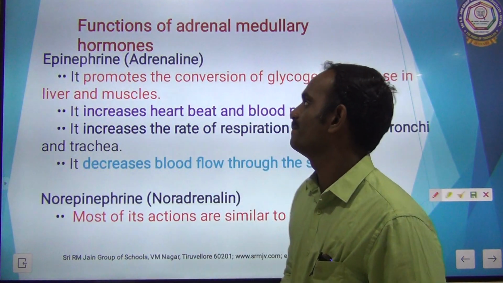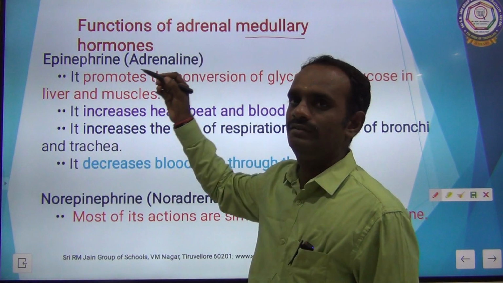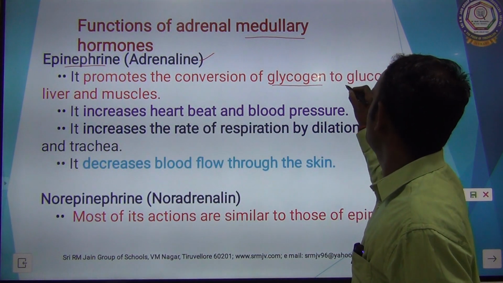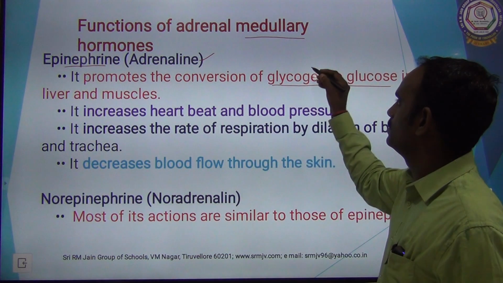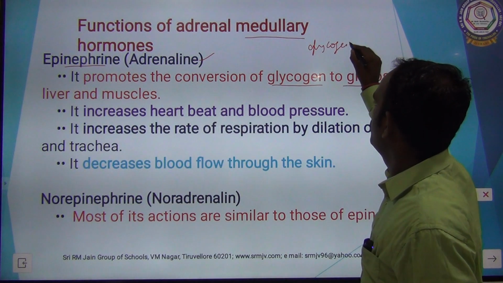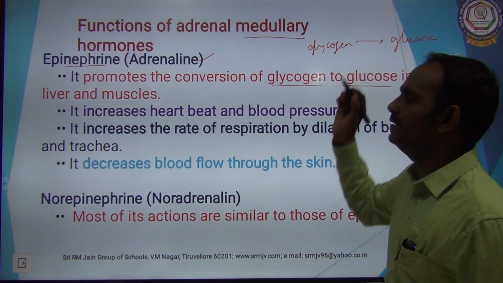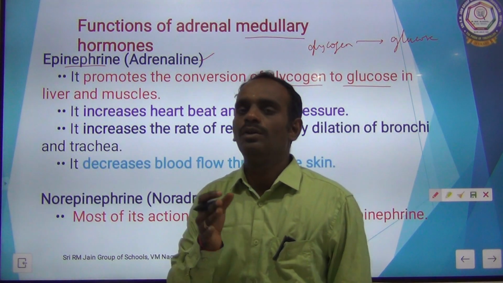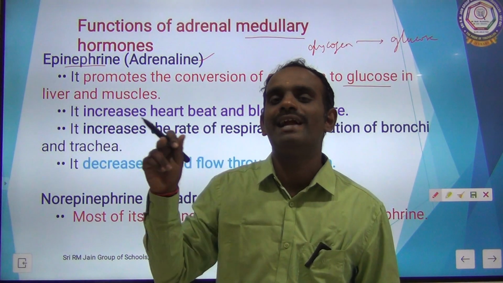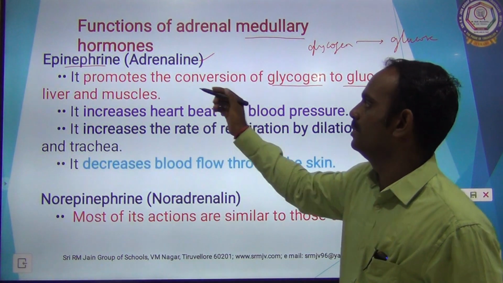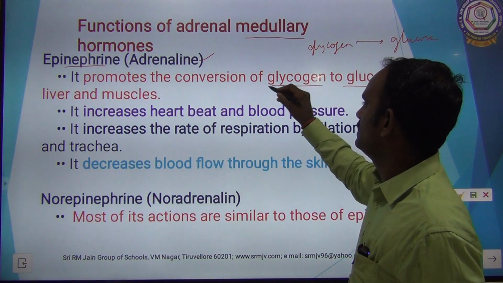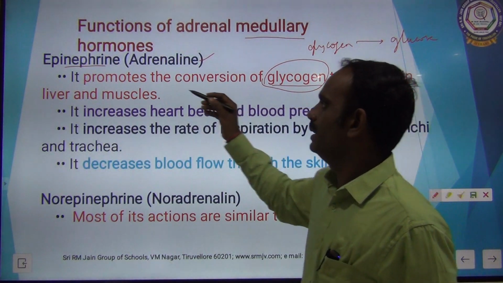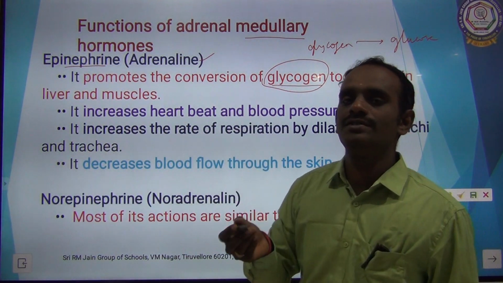Functions of adrenal medullary hormones. The first one is epinephrine, also called adrenaline. It promotes the conversion of glycogen to glucose in the liver and muscles. Usually, which hormone converts glycogen into glucose? Very good, glucagon. The glucagon hormone is synthesized by alpha cells of the pancreas, islets of Langerhans. Clear? Glycogen is usually stored in the liver as well as in the muscles. So the conversion of glycogen into glucose is promoted by epinephrine.